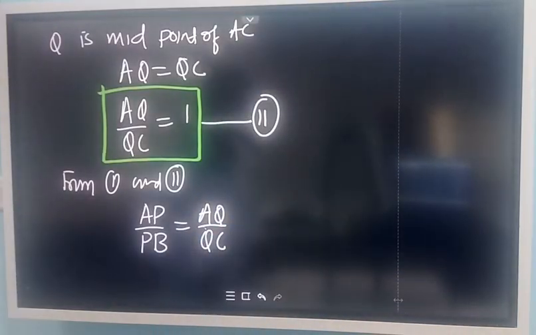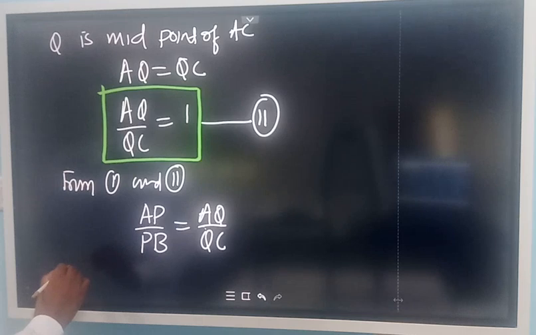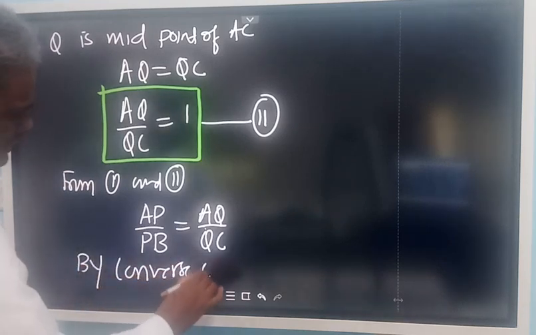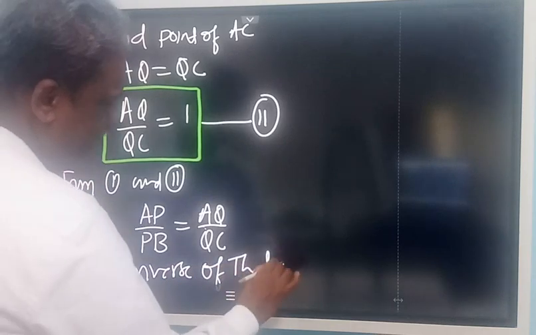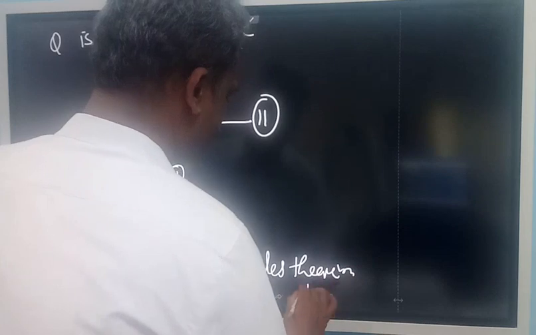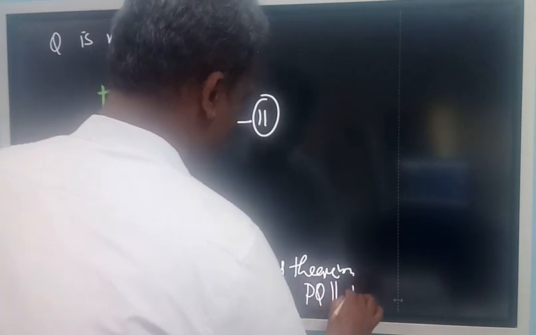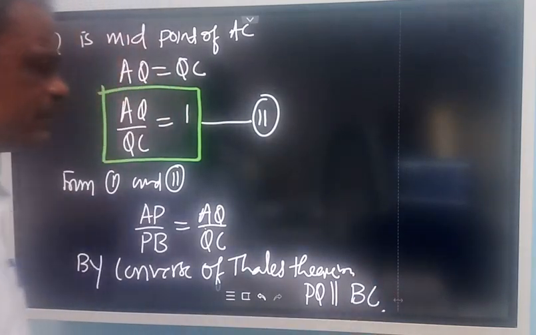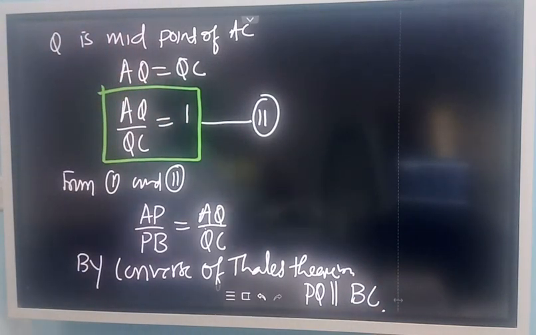Since these two sides are divided in the same ratio, by converse of Thales theorem, I can write PQ is parallel to BC. So PQ is parallel to BC. That's the proof. Is it clear?